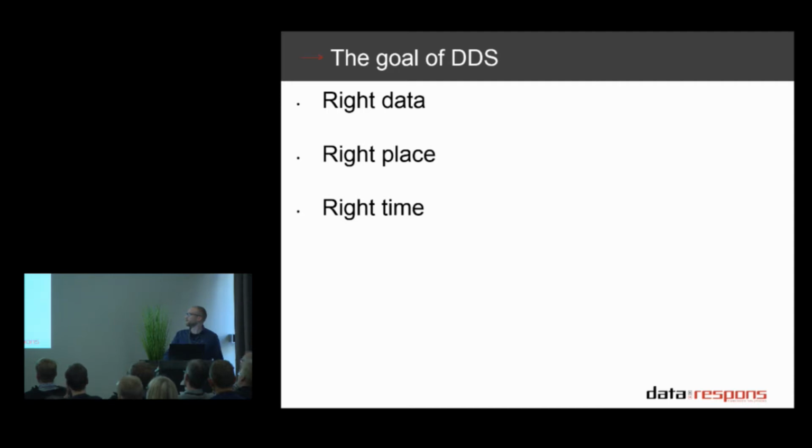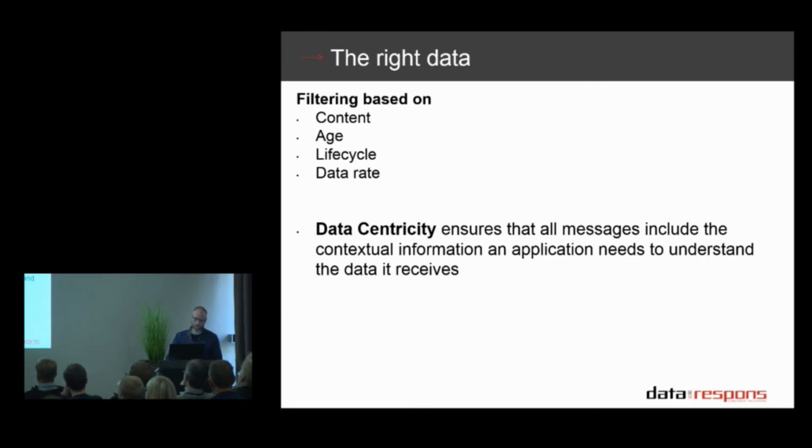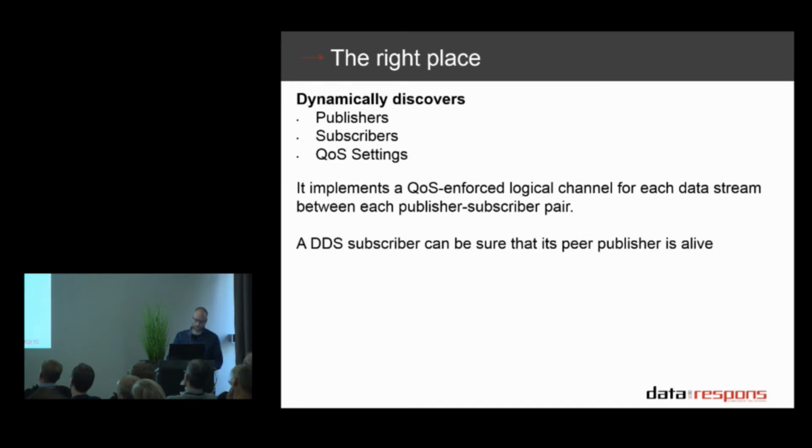So the goal of the DDS is to have the right data at the right place at the right time. Right data is done by filtering. You can set up content filtering, age filtering, lifecycle, data rate. The right place, that's the discovery stuff I was talking about, where everyone discovers each other. It's also set up so that the subscriber knows if a publisher is down, which is kind of useful for instance for safety demands.